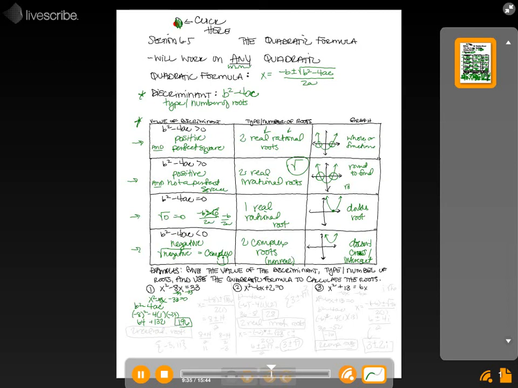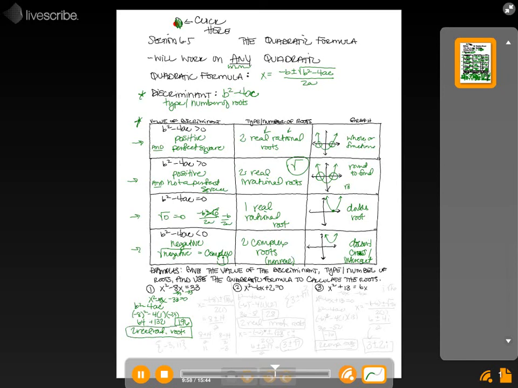Now it's positive, which narrows it down to the first 2 rows up here. Our discriminant's positive, and we need to figure out if it's a perfect square or not. 196 is a perfect square. It's 14 squared. So when we look to figure out the type and number, we will look at the first row. It's going to have 2 real rational roots. And that's because it's a perfect square.